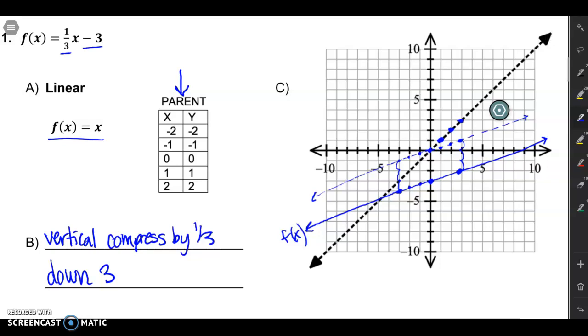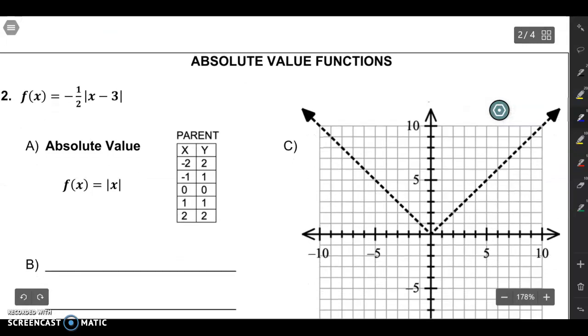So a couple cautions. First, just make sure that you do your transformations in order. You want to do them from left to right. And then when you start sketching multiple graphs of the equation, make sure you build on each other. So first I compressed the graph by 1/3, and then I shifted that graph down 3. So I want to make sure I shift my compressed graph down 3. Okay, let's jump to the next one.